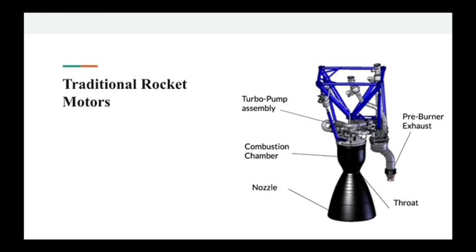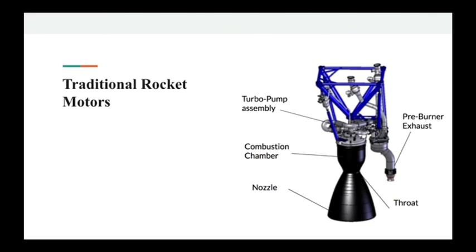This diagram is a general overview and generalization of how a rocket motor functions. So first you have the turbopump assembly, which is a series of pumps and tubes that take the propellants from the tanks in the rocket and feeds them into the combustion chamber.